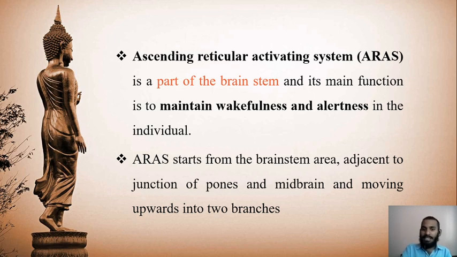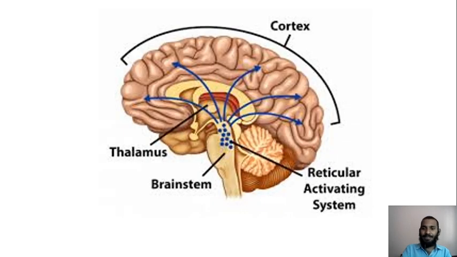The ascending reticular activating system is a part of the brainstem, and it has the main function of maintaining wakefulness and alertness. This is the same picture, and this is the ascending reticular activating system. It starts from the area adjacent to the pons and the midbrain, and it moves forward into branches, and these branches are called the ascending reticular activating system. We will discuss the anatomy later.